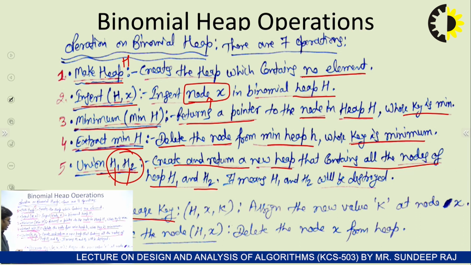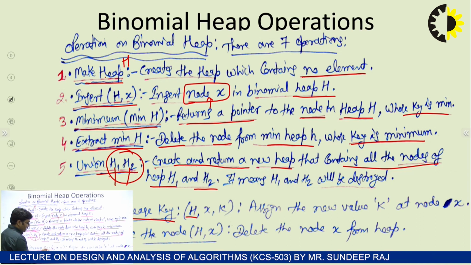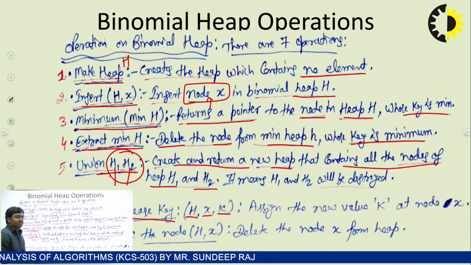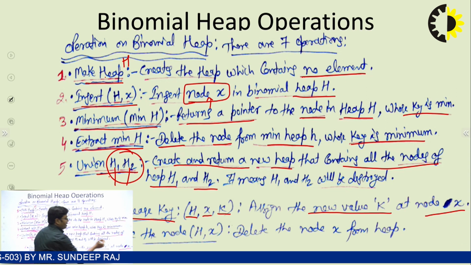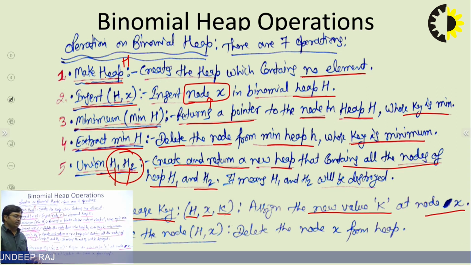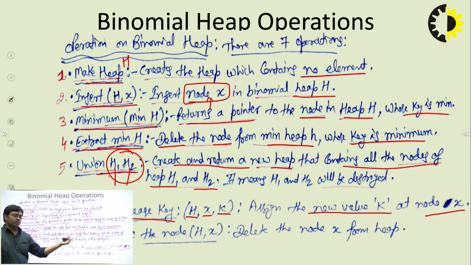Next one is decrease key. If we are in heap h and we have some node x, we assign a new value k to node x, which means we are decreasing the key value of node x to k. Then delete: we are in heap h and we have node x, and we are going to delete node x. So, we use delete h, x.